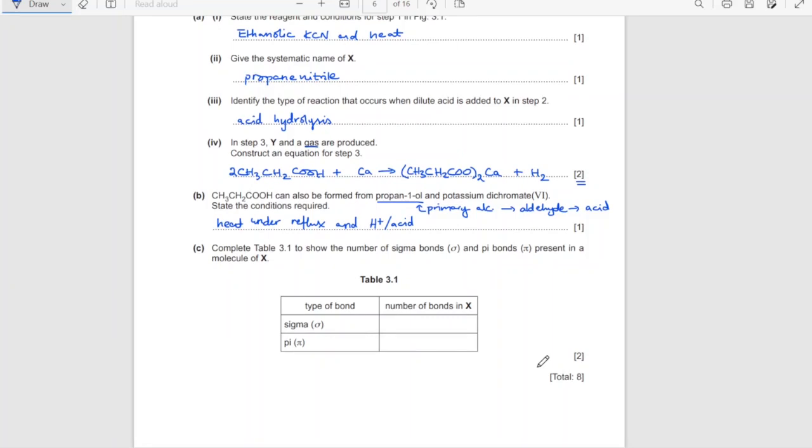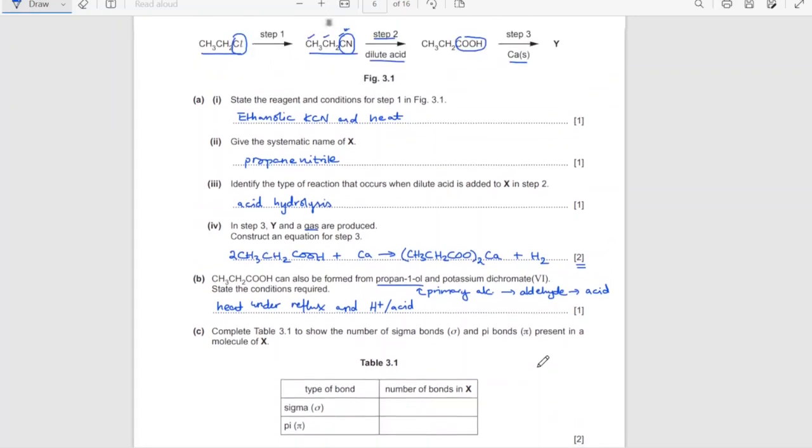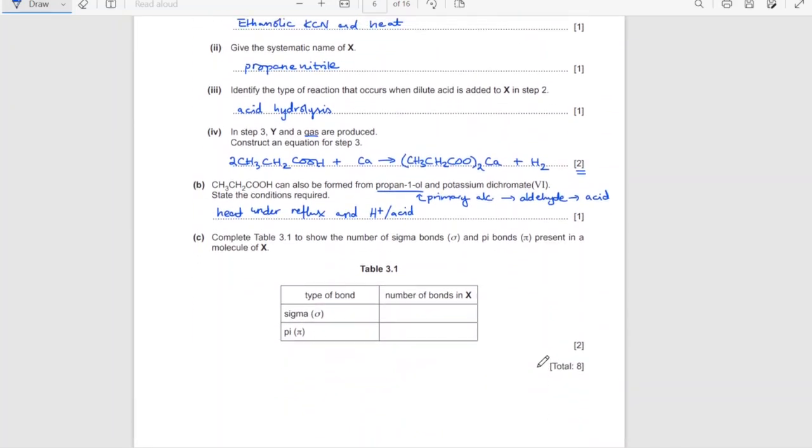Now, it says we need to complete the number of sigma bonds and pi bonds present in a molecule of X. X again was propane nitrile. So I'll just draw a rough structure over here. So we have CH3, CH2, C triple bond N.